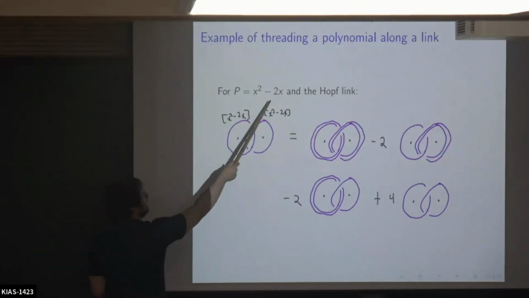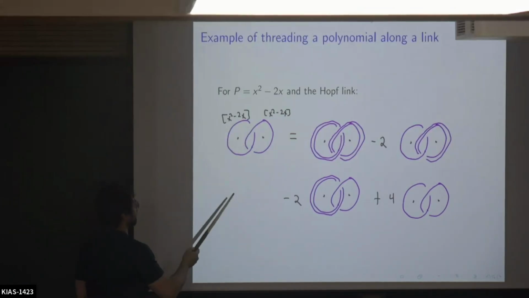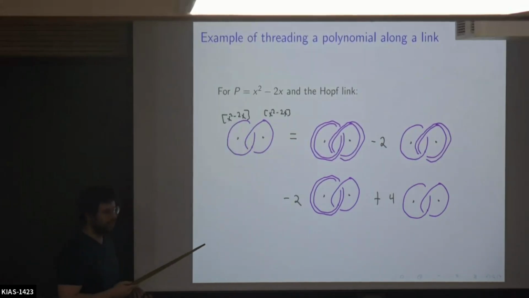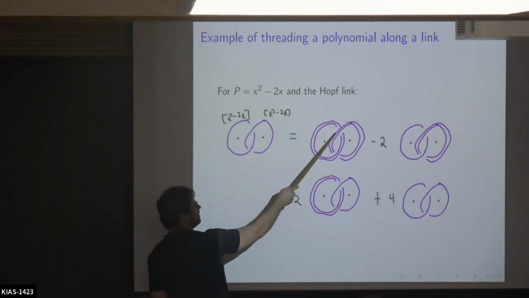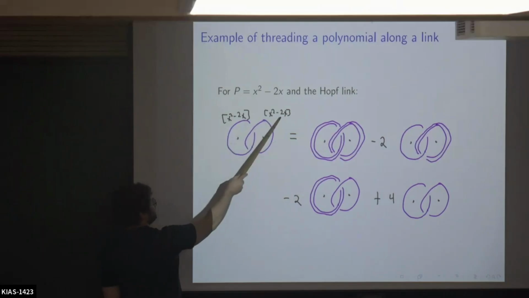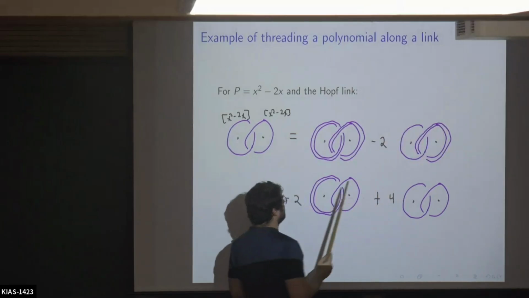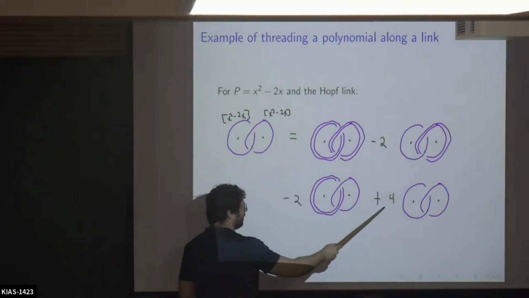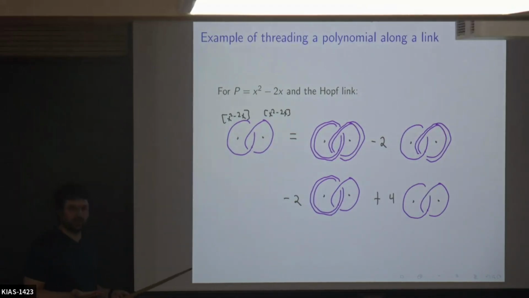Right, so if your polynomial is x squared minus 2x, and our link is the Hopf link, and we want to thread the polynomial along each component of the link, then it's sort of like multiplying polynomials. If you multiply these two polynomials, you'd have 4 terms, and one of the terms would be x squared here and x squared here. So that's this: we have 2 copies of the first knot and 2 copies of the second knot. And then another term will be x squared times minus 2x. So here's an x squared and a minus 2x. And then here's the other mixed term, minus 2 times x times x squared, and then plus 4 times x and x. So that's how you thread a polynomial along a link.